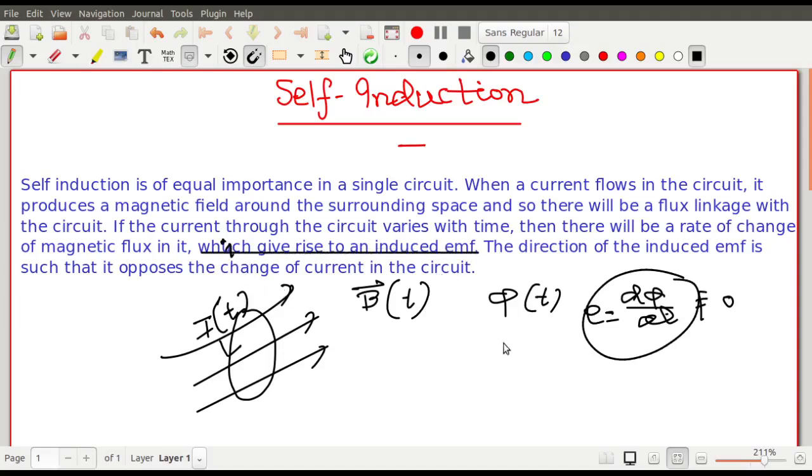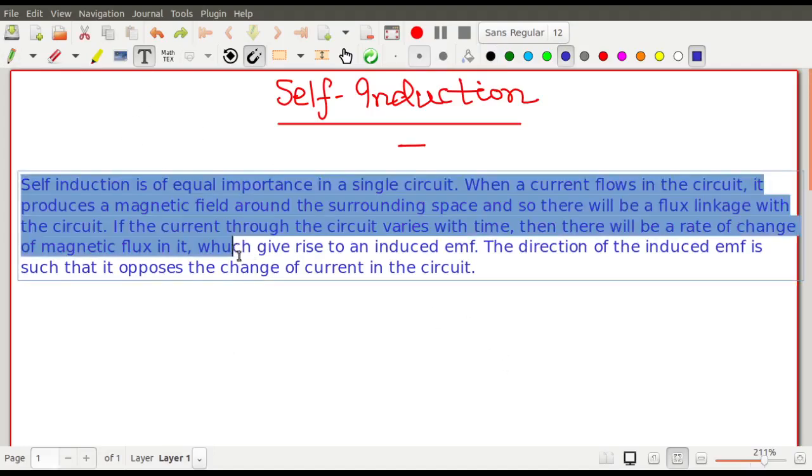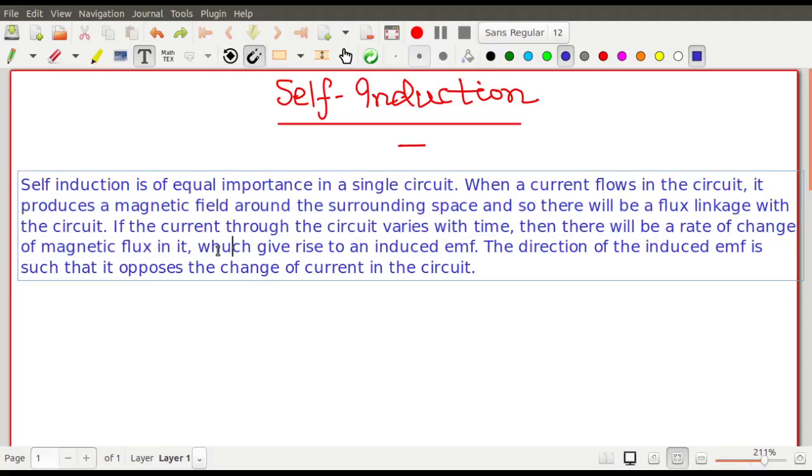Okay? So this is how an EMF is generated in the circuit, and this is known as self inductance, and we call this self inductance. Self inductance means the effect of one on itself, the effect it creates within itself. So that effect is known as self inductance.